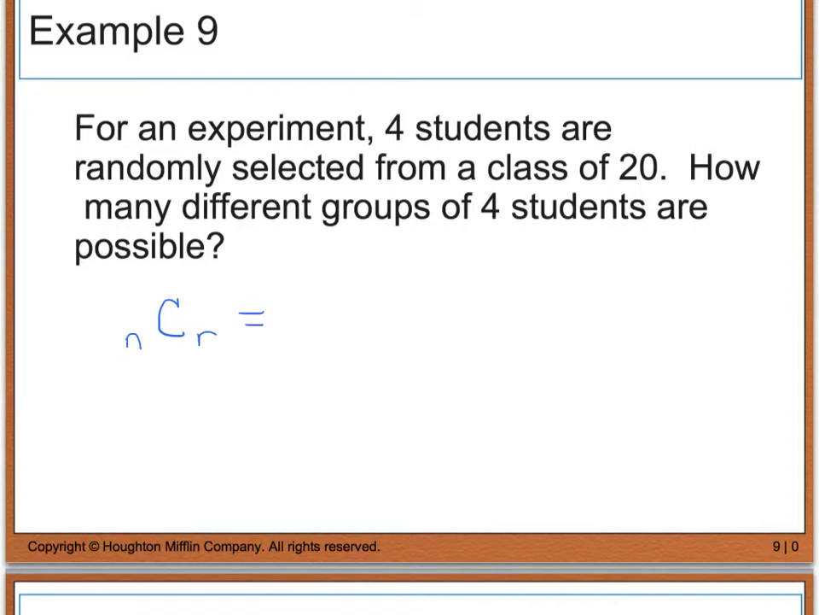In this case, there were 20 students total, and I'm going to be taking 4 at a time out of there. So if I go 20C4, and again, this is a function in your calculator underneath the probability function or tab underneath math, you get 4,845 different groups that can be formed out of these 20 students.